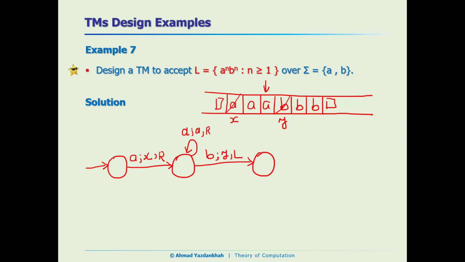Now I need to bypass all of the A's. How can I do that? Very easy. If it is A, don't change it, go to the left. After this loop, all of these A's will be bypassed until we reach an X here. This first X that we find means that it was an A and it was visited already. So I put it here: if it is X, then don't change it, go to the right. What do I expect to see here? When I go to the right, I expect to see an A here.